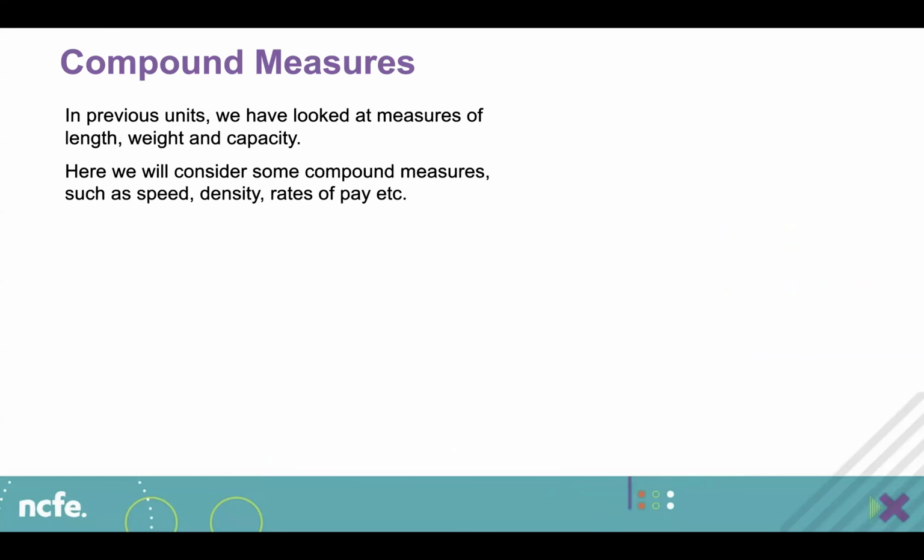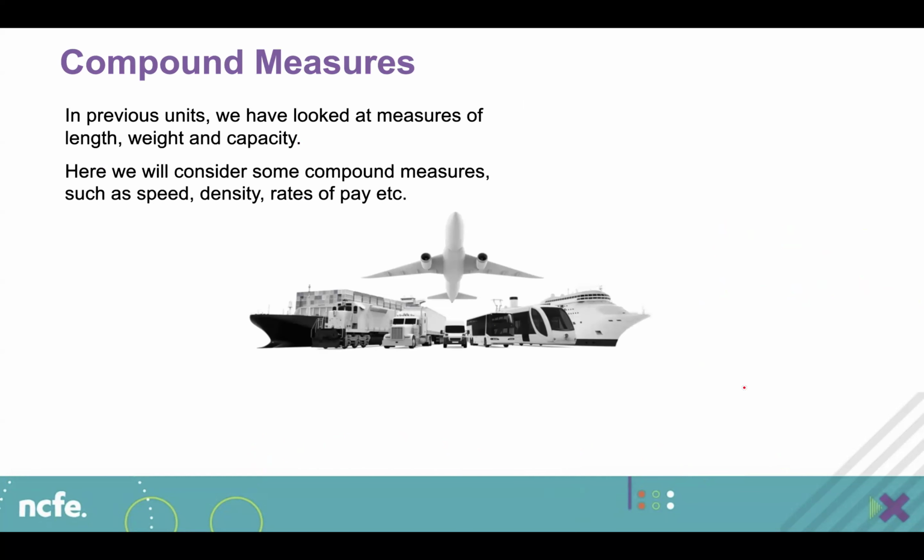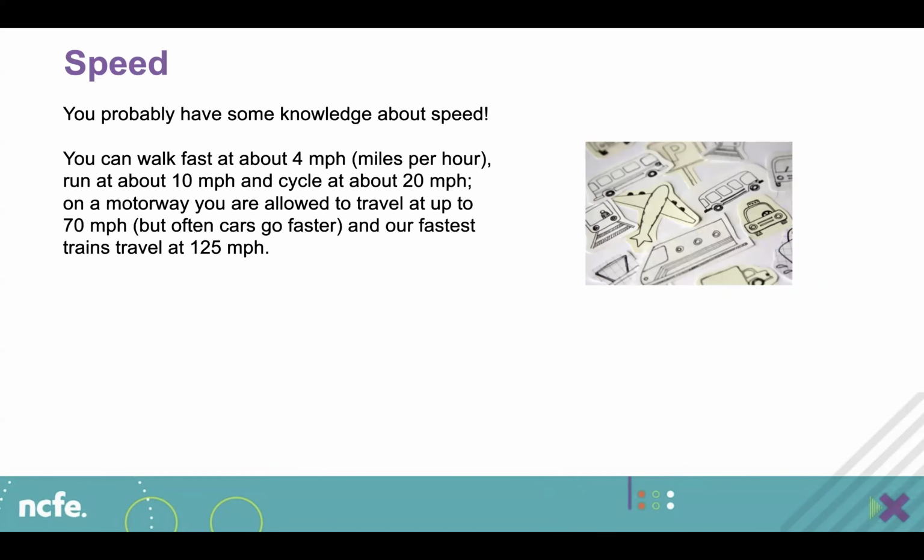Compound measures. In previous units, we have looked at measures of length, weight, and capacity. Here we will consider some compound measures such as speed, density, and rates of pay, etc. For speed, you will probably have some knowledge about speed. You can walk at about 4 miles per hour, run at about 10 miles per hour, and cycle at about 20 miles per hour.